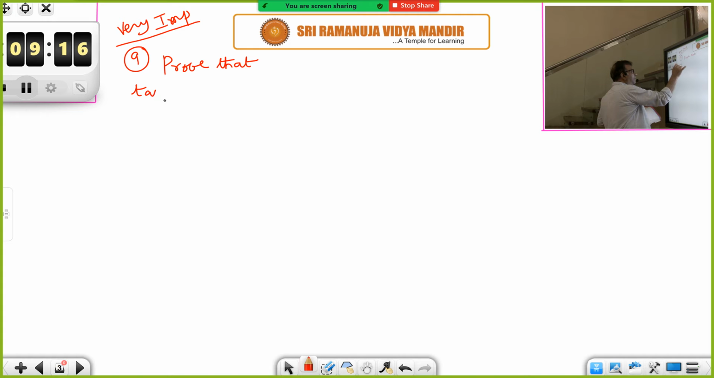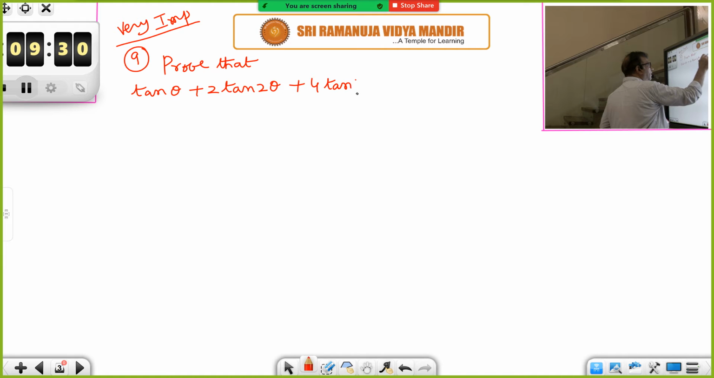tan theta plus 2 tan 2 theta plus 4 tan 4 theta plus 8 cot 8 theta. 8 cot 8 theta, sorry, I have written 2 theta. It is wrong, 8 theta. 8 cot 8 theta is equal to cot theta.